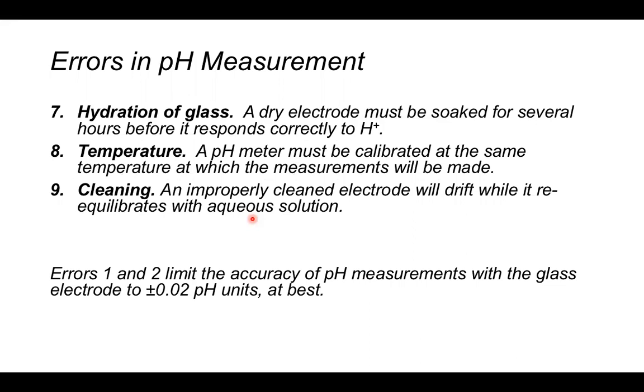The first two errors limit the accuracy of pH measurements with a glass electrode to plus or minus 0.01 pH units at best. So assuming we're able to overcome the other 7 error sources, the minimum error that we can have in our pH measurements is going to be plus or minus 0.02 pH units. That's pretty accurate, reasonable enough for most uses. Since there's no way to overcome those, it's the best we've got. So just be aware that there are a lot of potential pitfalls in the measurement of pH, and we need to make sure that we account for them all.